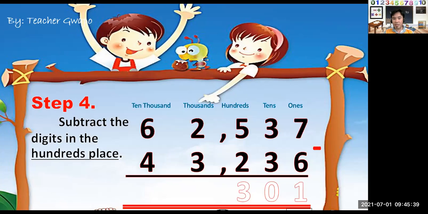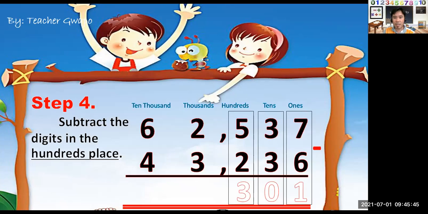Now we will rename the number 6 in here. We are done in ones place, tens place, and hundreds place, now we are in thousands place. Now again, we will rename the 6 ten-thousands. We will cross it out, and then 6 ten-thousands become 5 ten-thousands and 10 thousands. And then we will rename the number 2 or 2,000. 2,000 become 12,000.